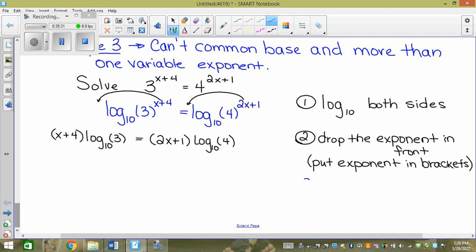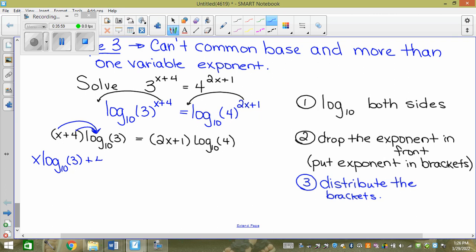So step 3 is going to be distribute my brackets. That's why you put those in brackets. So we're going to go like this, and then like this. So we're going to get x log base 10 of 3 plus 4 log base 10 of 3 equals 2x log base 10 of 4 plus 1 log base 10 of 4. Do I have to really write the 1? No.